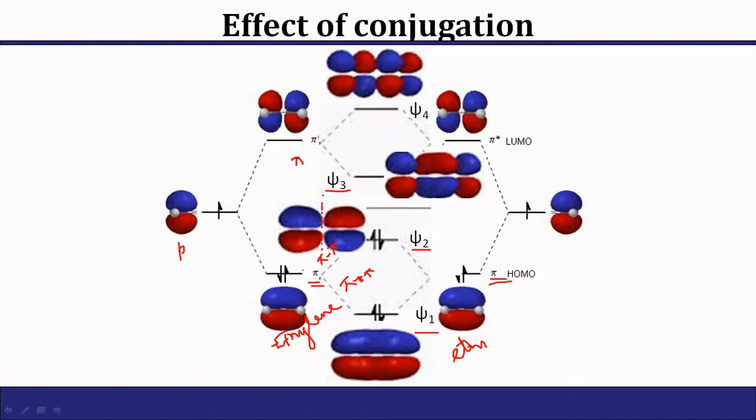The next one is Xi3 molecular orbital, that occurs by pi star plus pi star combination. So this results in Xi3. Xi3 has two nodal planes in it.